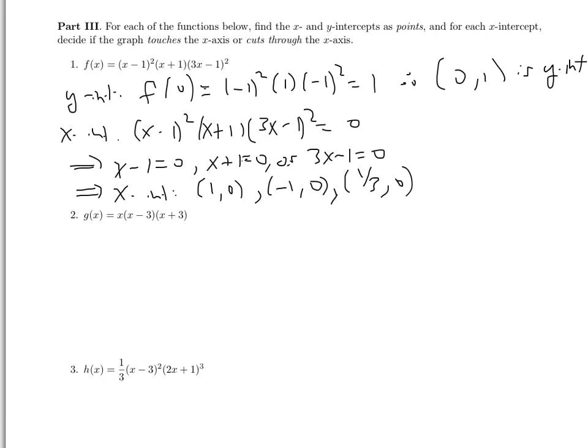Now, as far as the actual behavior at those points, that just depends on the multiplicity of the factor in the original polynomial. So the factor that gave us this one has multiplicity 2, and so that means that our graph just touches the x-axis at that intercept. The factor that gave us this x-intercept has a power of 1, which is odd, and so the graph cuts through there. I actually know the special case that if that multiplicity is 1, then it just goes straight through.